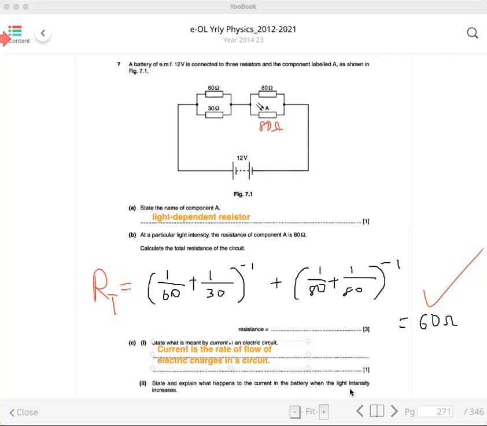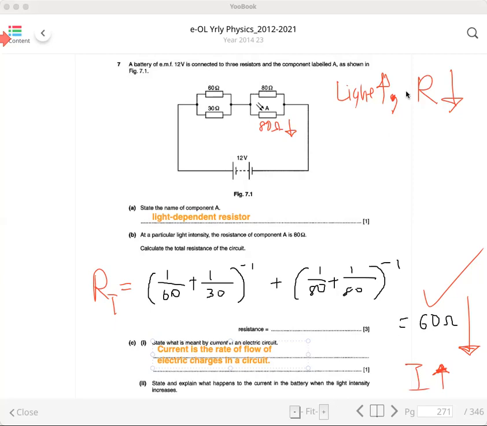Okay, so what happened to the current in the battery when the light intensity increases? Okay, so let me explain to you. When light increases, what happened to the resistance? Okay, the resistance will go down. So this resistance will go down. So when the resistance go down, your total resistance will go down. Is that clear? Okay, when your overall resistance go down, your current will go up. Does that make sense?